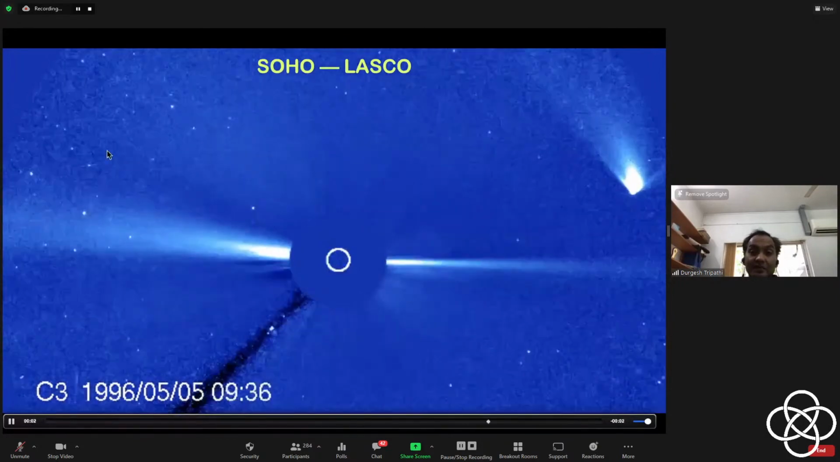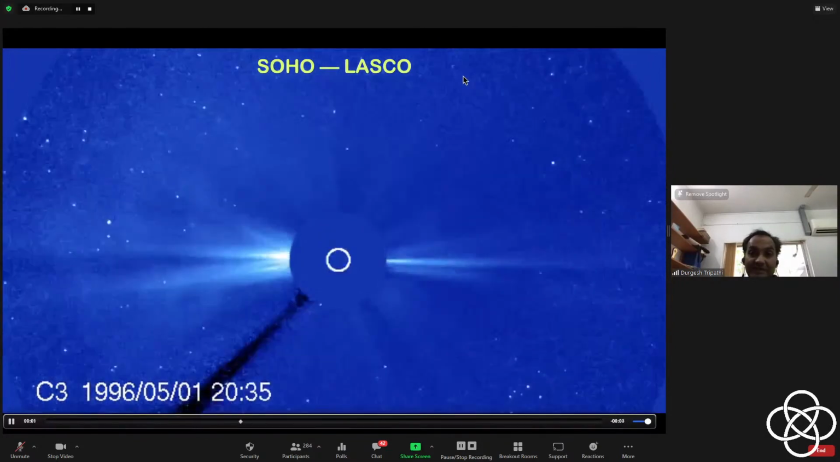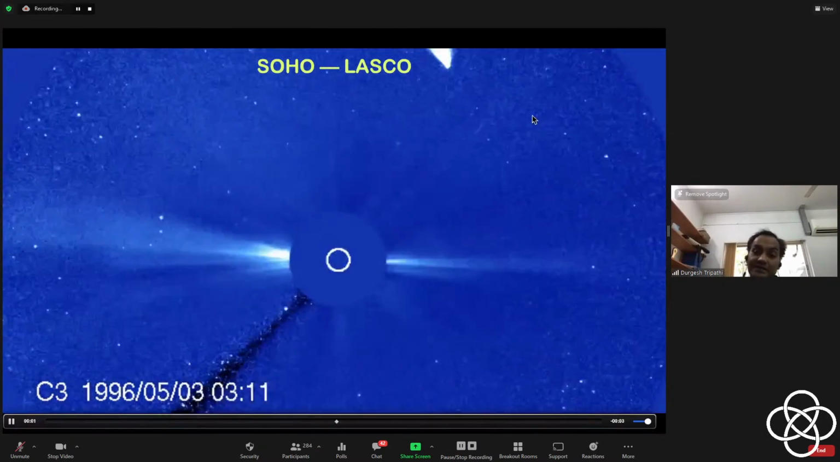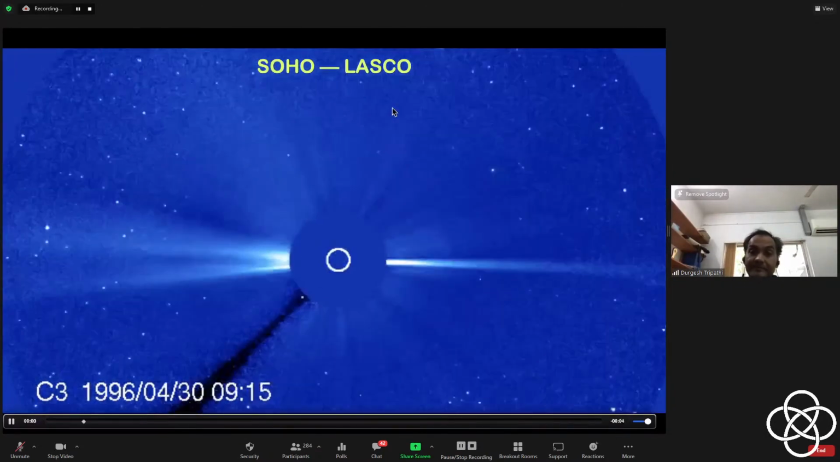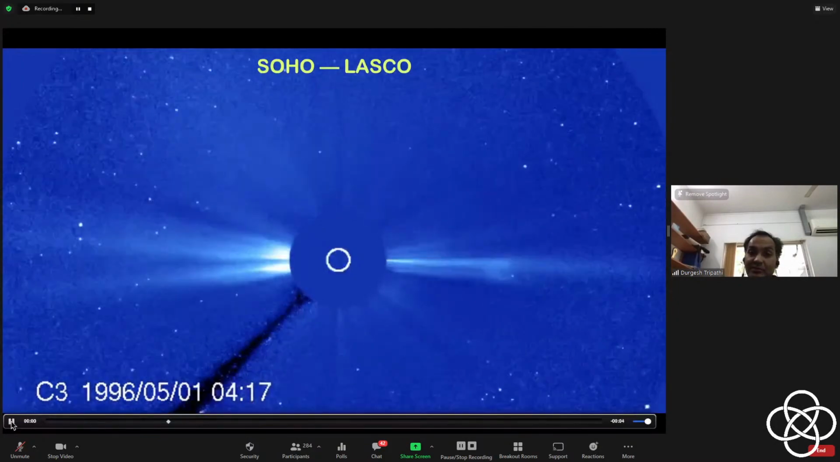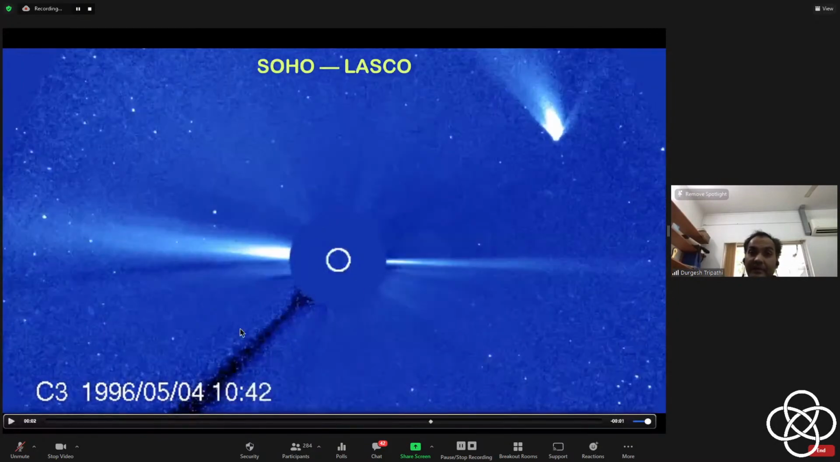Now, in addition, you also see this comet which is coming into the field of view, just grazing and going away. What you see in this, if I can pause it at some point, is that it has two tails. Any comet has two tails. One is the dust tail, which is this thick one here. And the other is the ionic tail, which is this one.